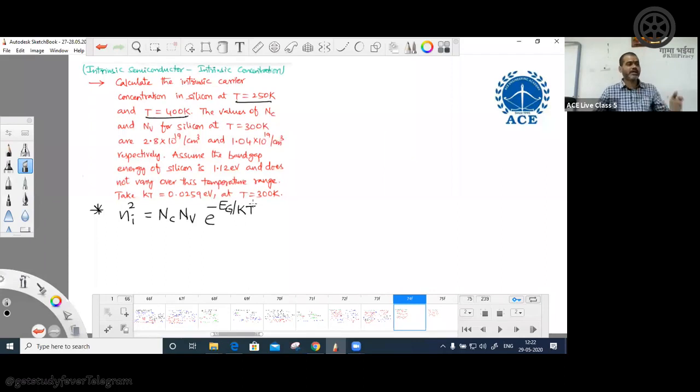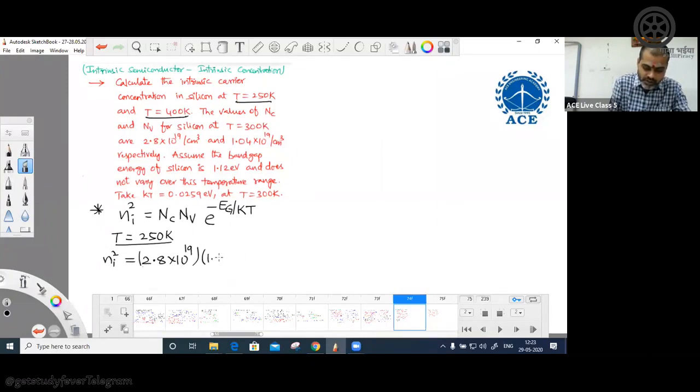Because Nc Nv are given, I am writing in terms of Nc Nv. Hope I am clear. Now let us consider T is equal to 250 Kelvin. So please try to concentrate on the equation that I am going to write now. So Ni square is equal to, at 300 Kelvin, we know the values of Nc Nv. Let me write that first. 2.8 into 10 power 19 into Nv, which is 1.04 into 10 power 19. What is the term that I need to write here?